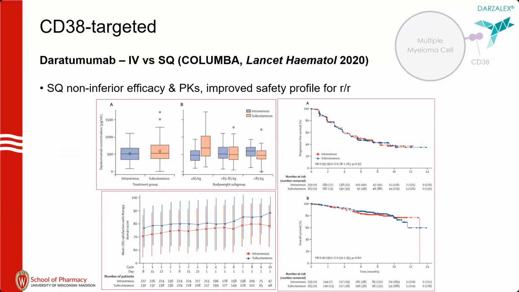Just to highlight really quickly, looking at daratumumab and the evaluation between the IV and the subcutaneous product, which of course has been looked at, they found that the subcutaneous product was non-inferior from an efficacy and a pharmacokinetic perspective and had an improved safety profile in the relapsed refractory setting. So not too terribly surprising with regard to the outcomes, that it would be a little better tolerated from the subcutaneous perspective, with fewer infusion-related reactions and things like that. And patients much prefer this unless they have issues with subcutaneous administration of products.